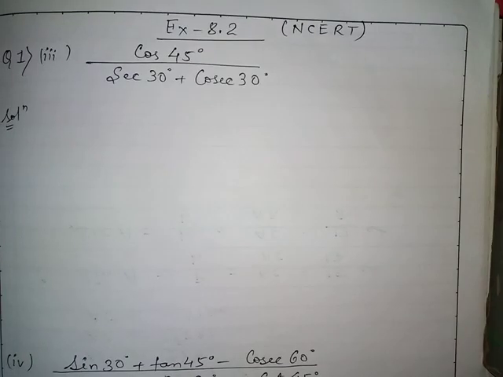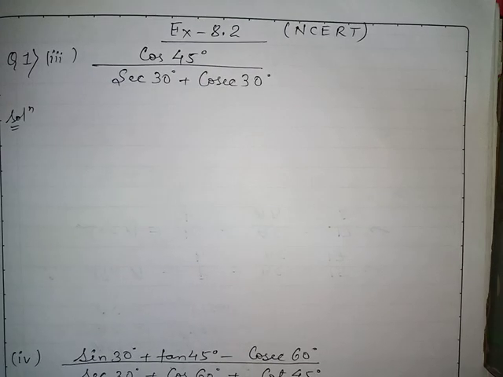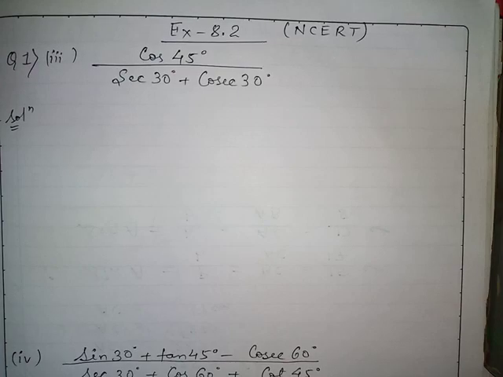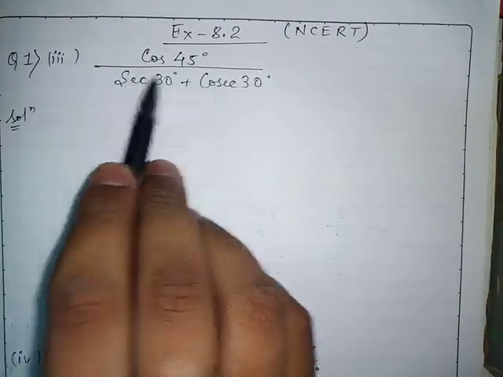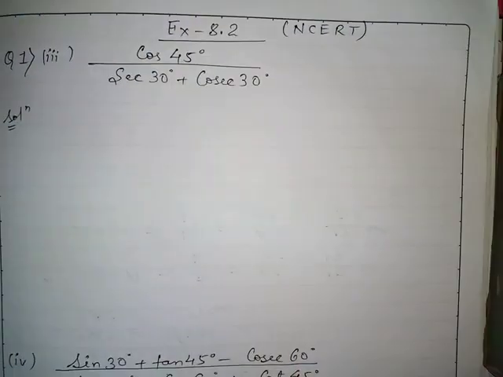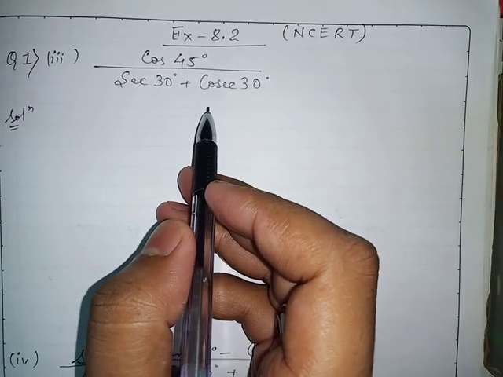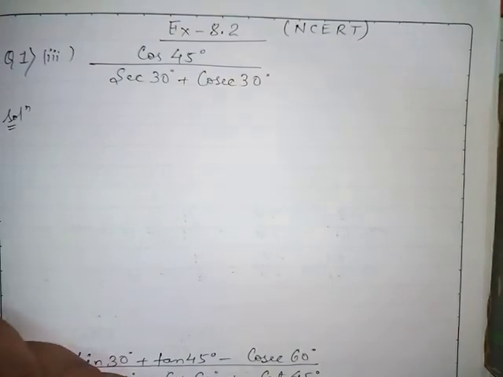Hello everyone. In this video I will discuss trigonometry exercise 8.2 NCERT question number 1 third. Now see, in this question it is given cos 45 degree upon sec 30 degree plus cosec 30 degree. You have to evaluate this.